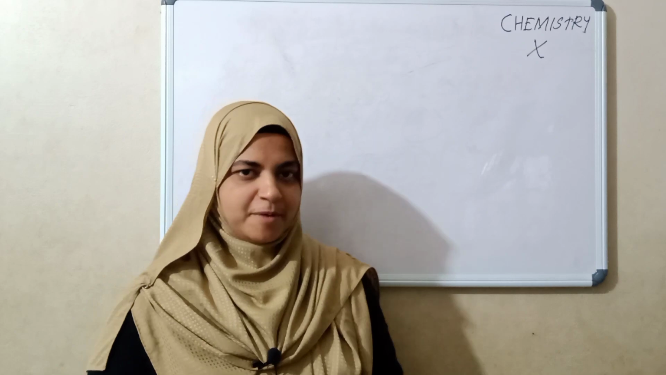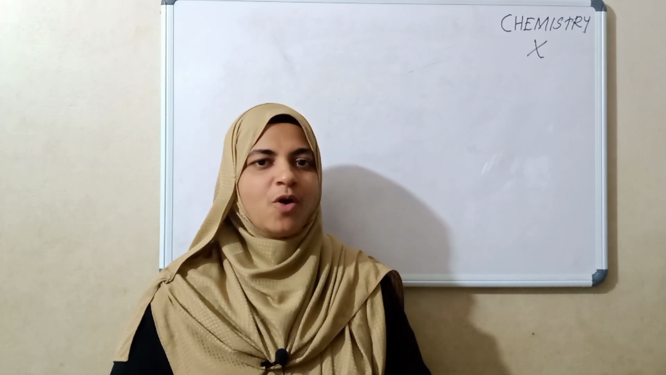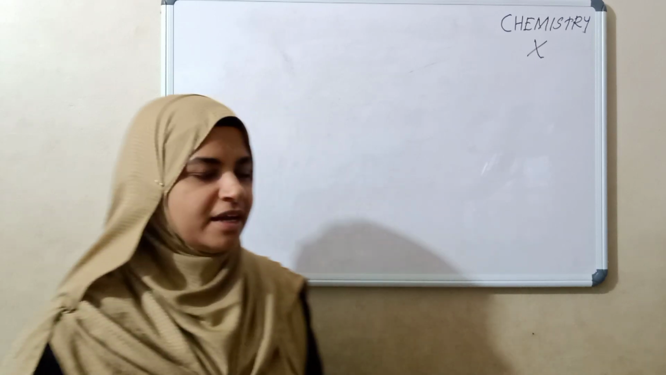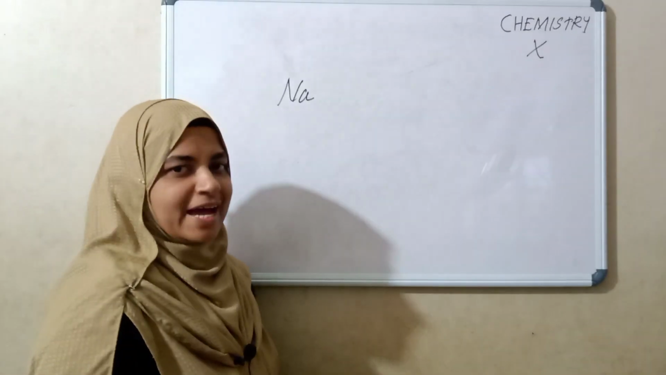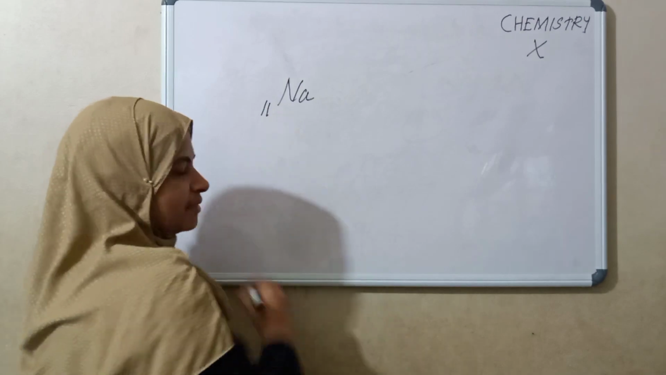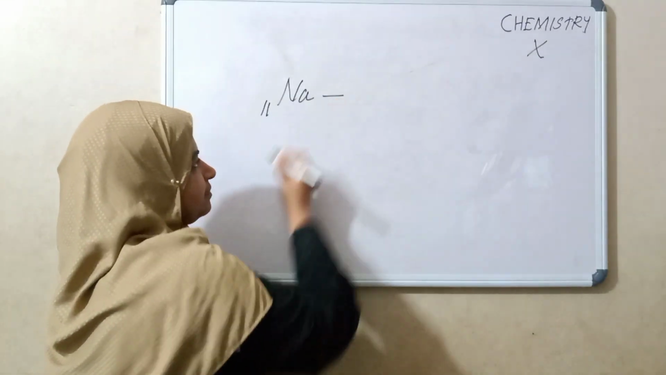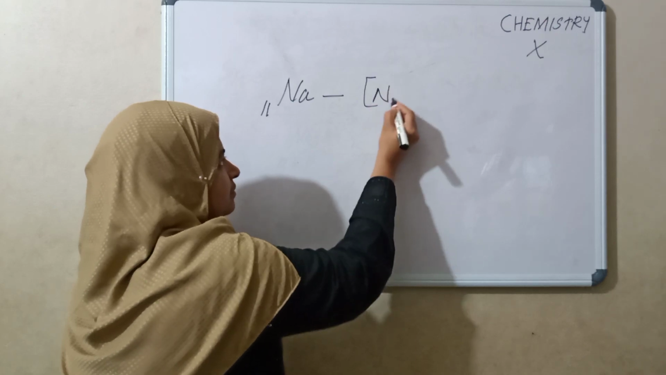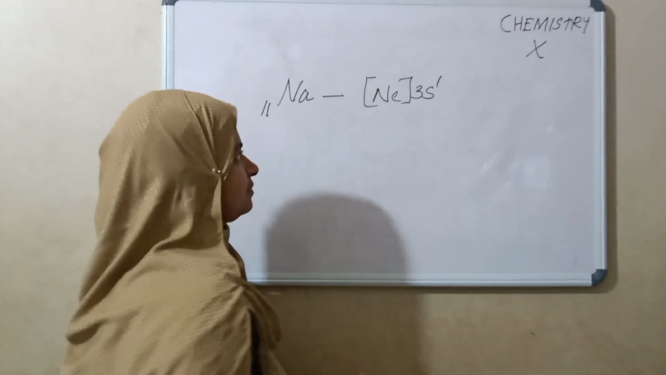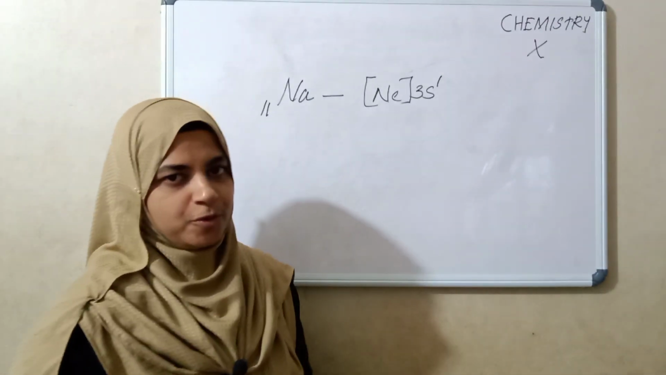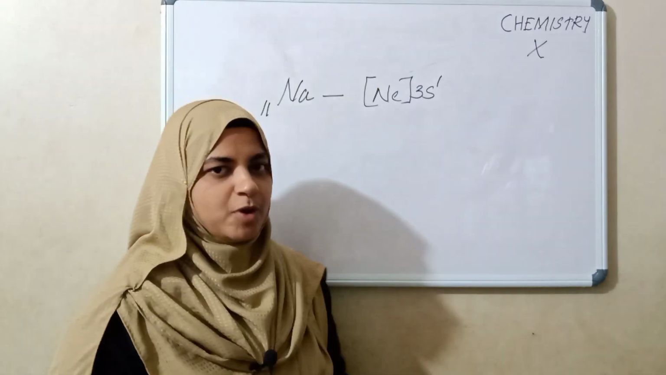Next is the determination of group. Group can be easily determined by knowing the block. We already discussed the method to know the block. For example, in the case of sodium, we know its atomic number is 11. This can be written as neon 3s1. To determine the group, here we know it is an S block.